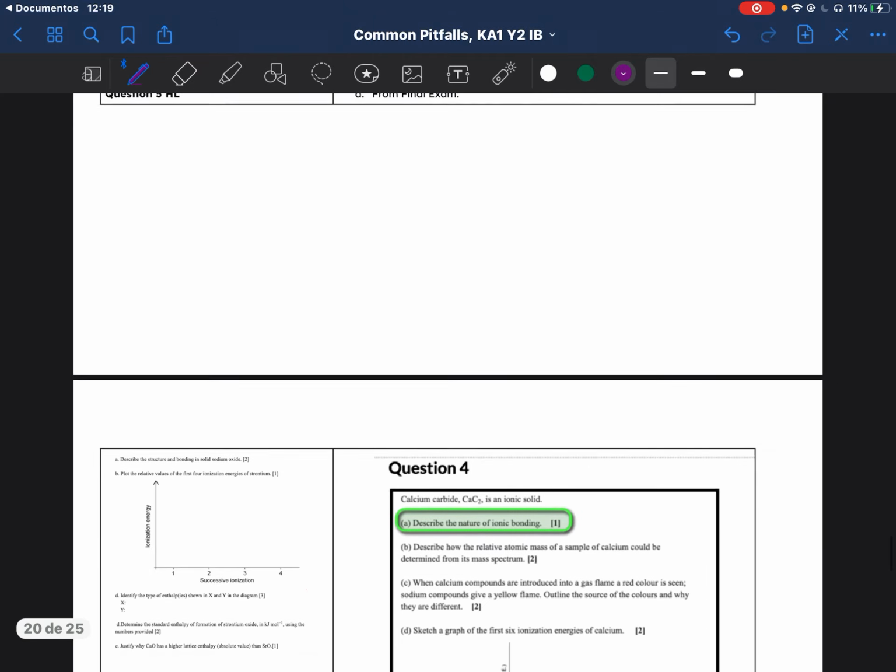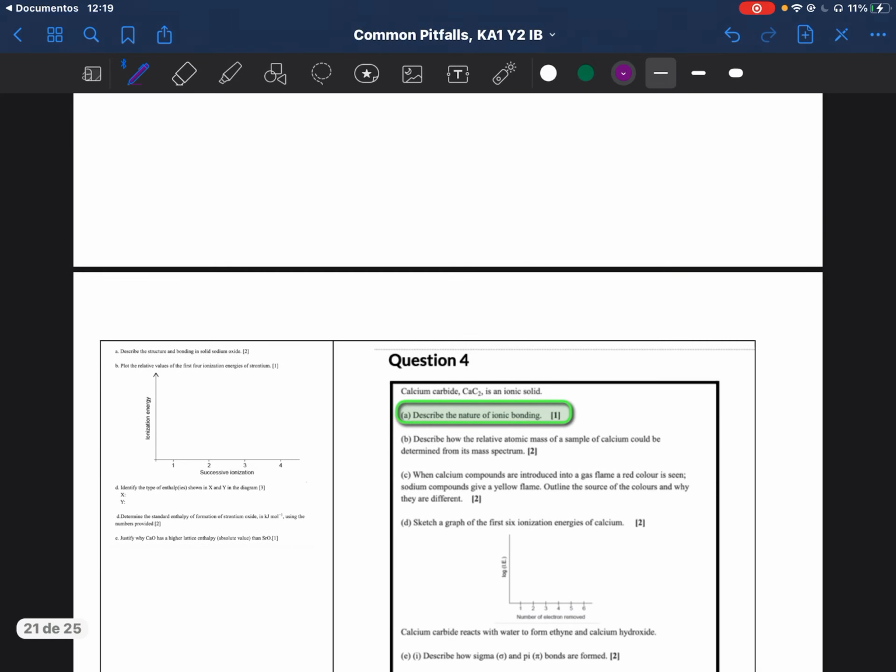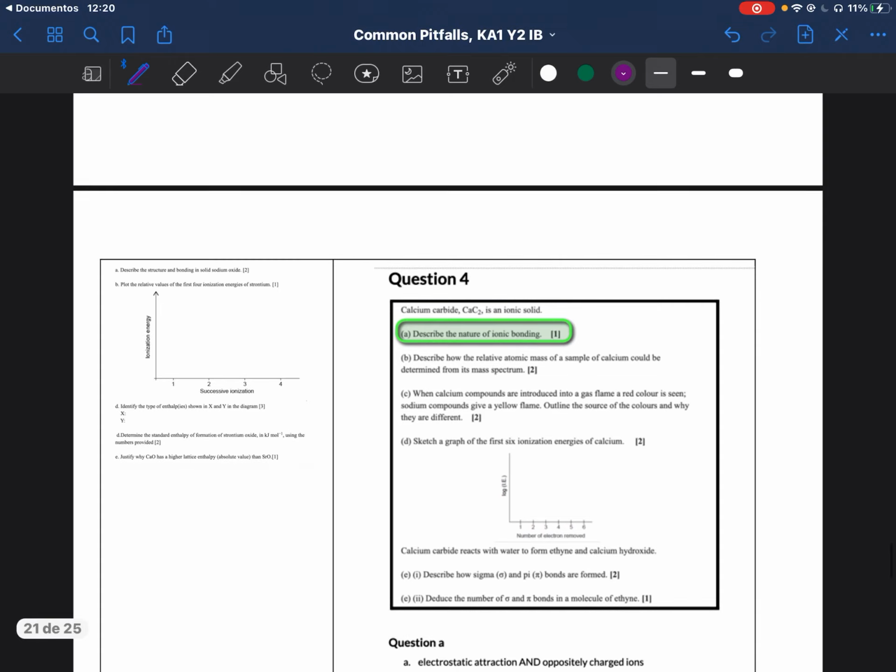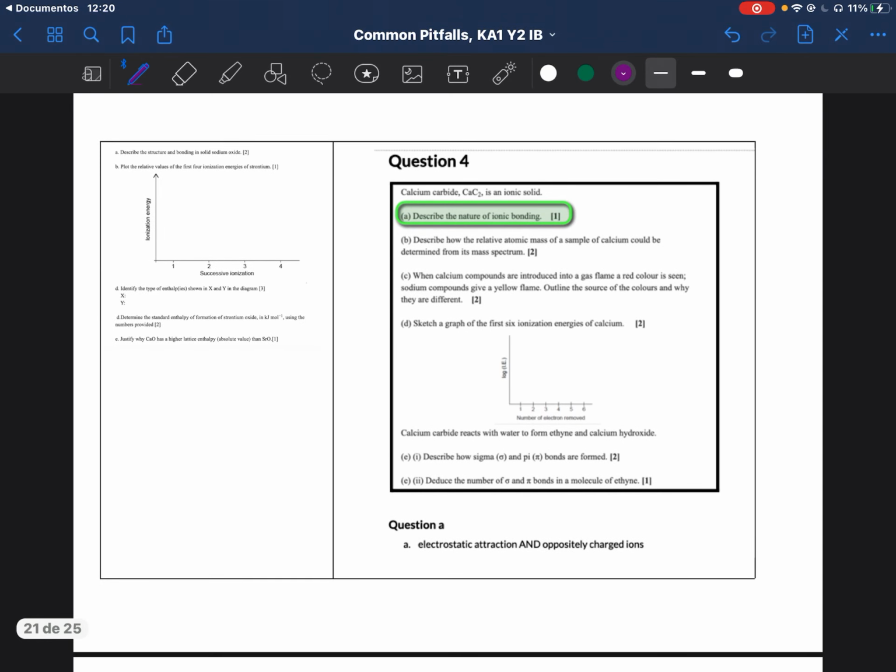All right, question 5. I'm a little concerned here because not a lot of people got this, and we saw this in topic 4. We saw this on the final exam. The most recent time you would have seen this is in your final exam rework. Whenever the IB asks you to describe ionic bonding, you need to say electrostatic attraction between oppositely charged ions.